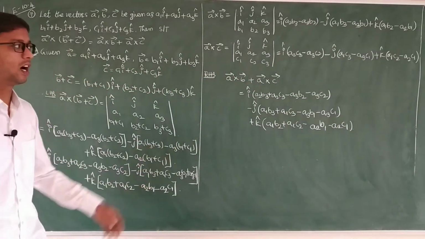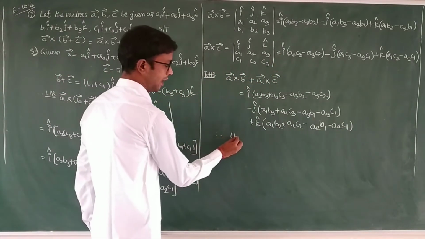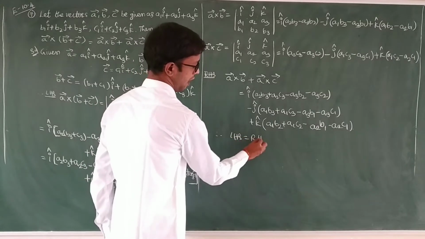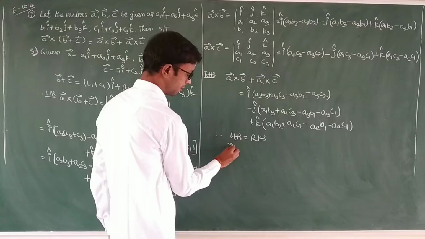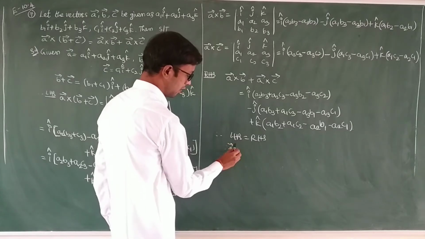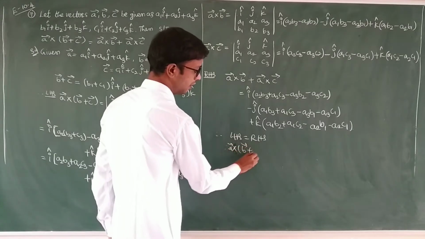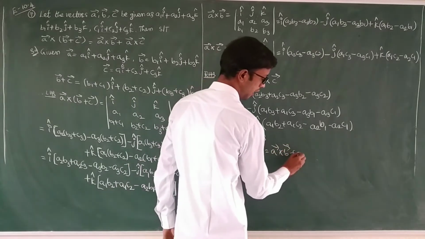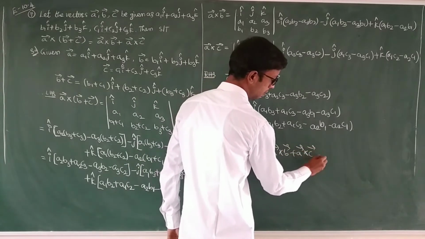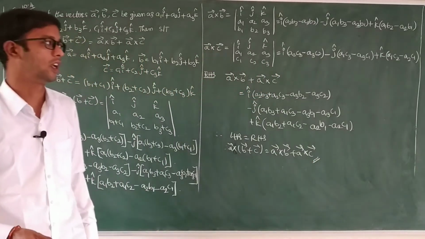So as it is we got, therefore LHS is equal to RHS, that is A bar cross of B bar plus C bar is equal to A bar cross B bar plus A bar cross C bar. This is the distributive property.